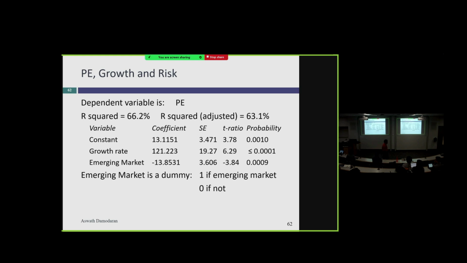What's this minus 13.85 on my dummy variable? Lambert, how would I read that? So if you're in the emerging market, it would be lower. I have two telecom companies. One is a developed market, the other is an emerging market telecom company, exactly the same growth rate. The emerging market telecom company has a PE ratio 13.85 lower.